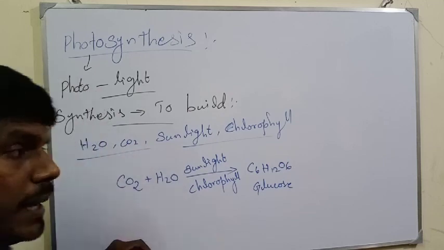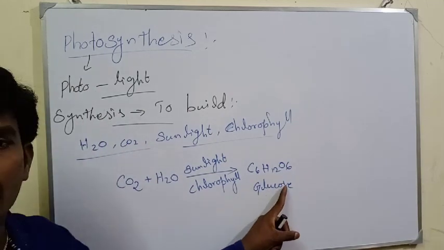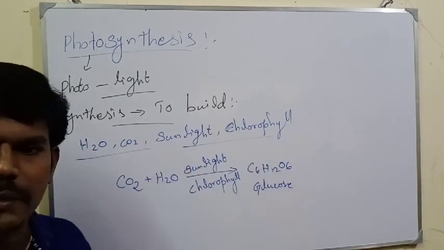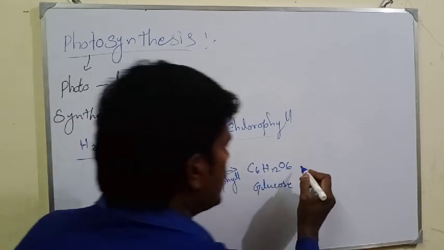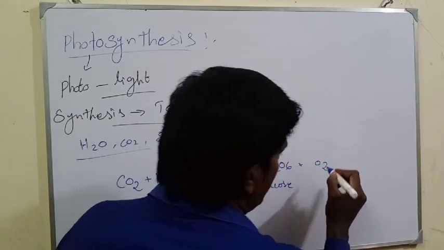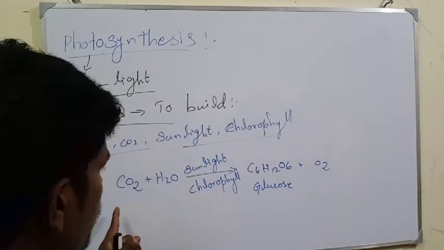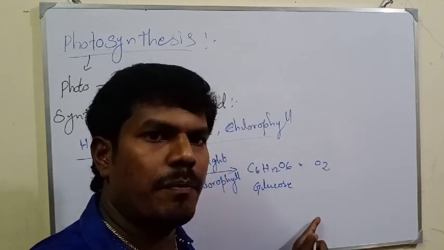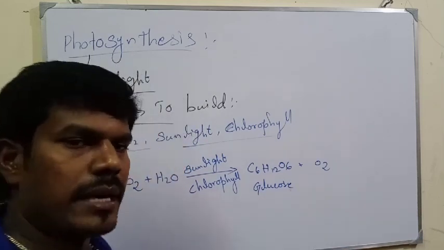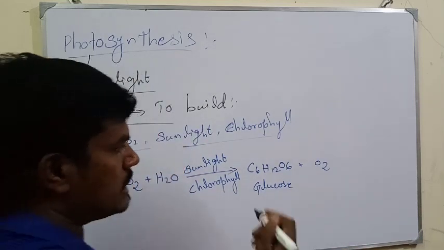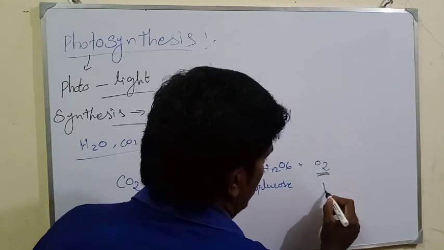At the same time, not only is glucose formed, but oxygen is also released as a byproduct. During photosynthesis, if asked which byproduct is released, just write oxygen. This is the byproduct.